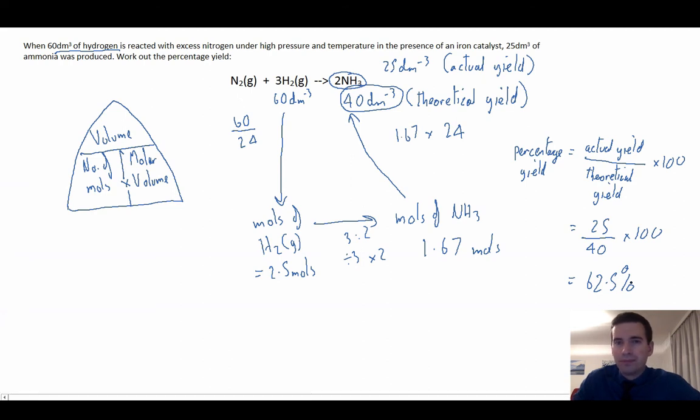Okay, so that is percentage yield. You normally are given the actual yield, and normally you have to work out the theoretical yield. You do that by using the same sort of steps we've already seen. Normally you'll be finding mass, but you don't have to. Could be moles, for this instance, volume. Okay, so that was percentage yield.